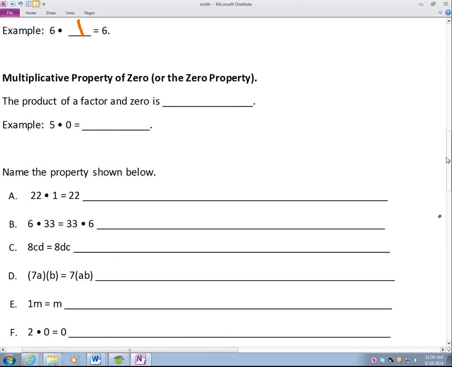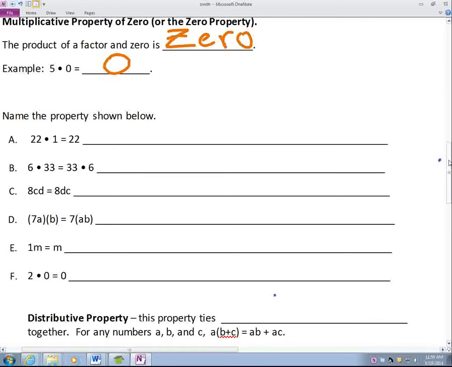The product of a factor and 0 is 0. It is pretty epic. Yeah. The product of a factor and 0 is 0. You've known that forever. Just imagine how impressed somebody else would be if you said such and such times 0. Yes, that's the multiplicative property of 0.